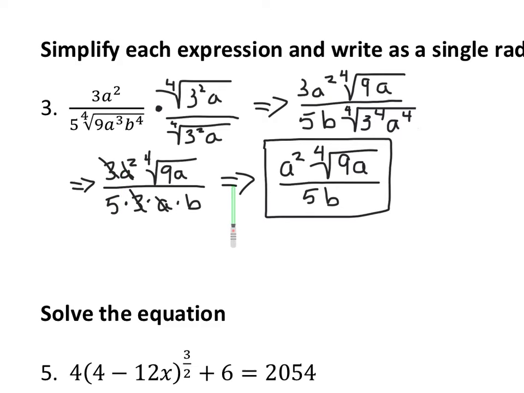So what I get for my final answer is a. This should not be squared. Let me fix that. Since I reduced this a, there should only be one a up here. So a, 4th root of 9a over 5b is what's left in the denominator. And this is the simplest that we can get this expression.